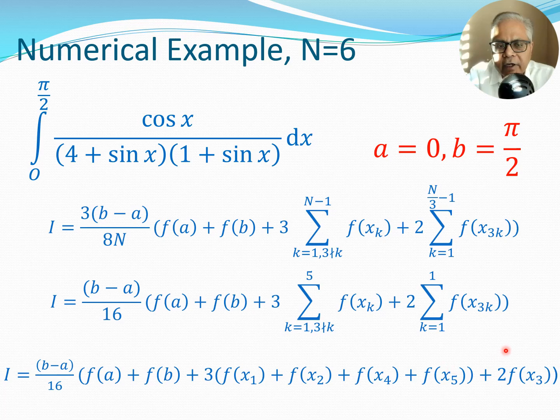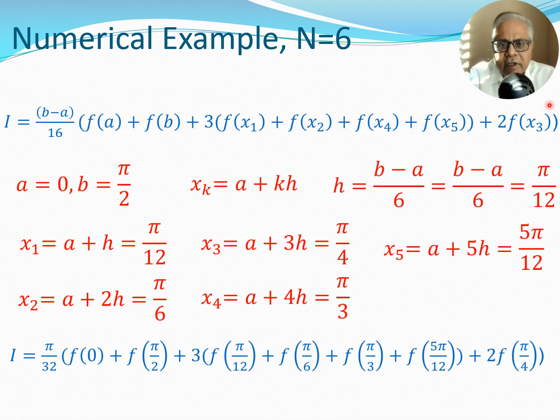So again, I write this expression like this. Remember, n is 6, so n minus 1 is going to be 5, and n by 3 minus 1: n by 3 is 6 by 3, that is 2, minus 1, so that's going to be 1 here. Now I can expand this out and I'm going to get this expansion here. I'm going to get the terms fx1, fx2, fx4, fx5. Remember, fx3 is not going to be present in this summation, and the second term is going to involve fx3 only.